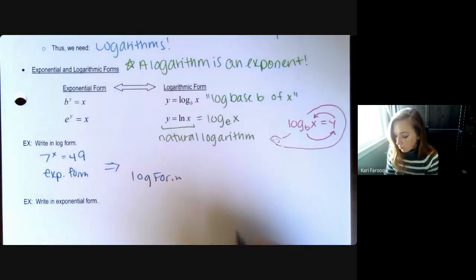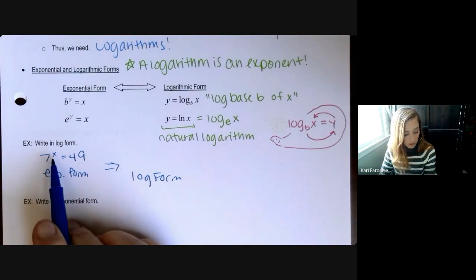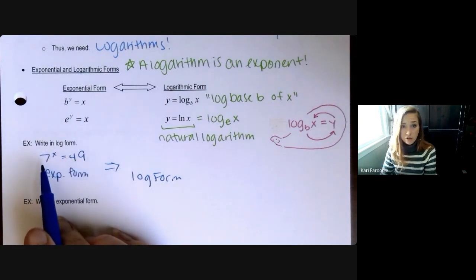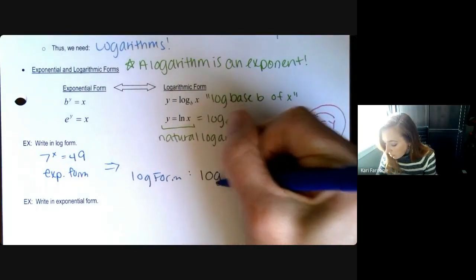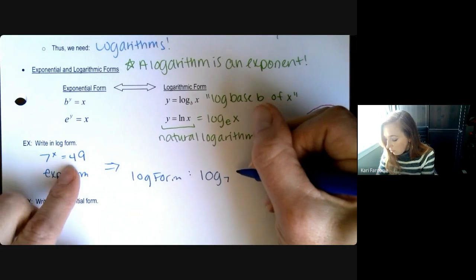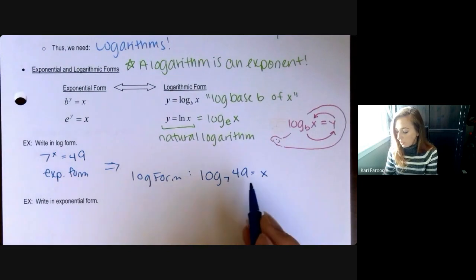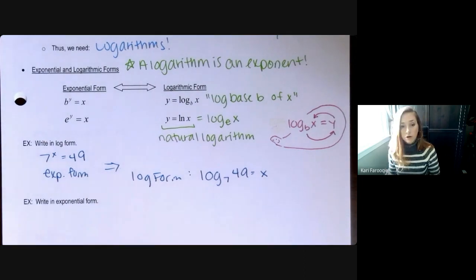To write it in log form, we just need to know which piece goes where. Remember, the logarithm is the exponent. There's your exponent. That's how I know what the logarithm is. So I know I'm taking 7 to a power to get to 49. The base is 7. So if I know that the base is 7, I'm going to write log base 7 of 49 equals the exponent. The logarithm is the exponent. Exponent is x in this case. So log base 7 of 49 equals x.